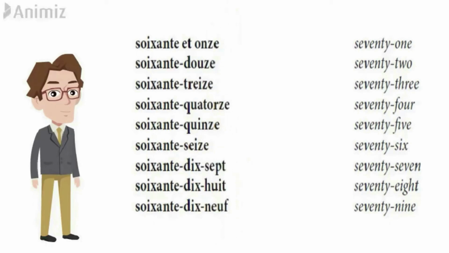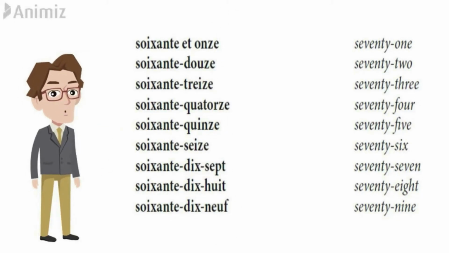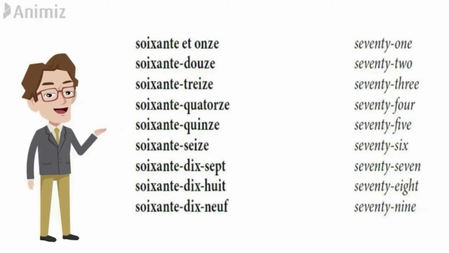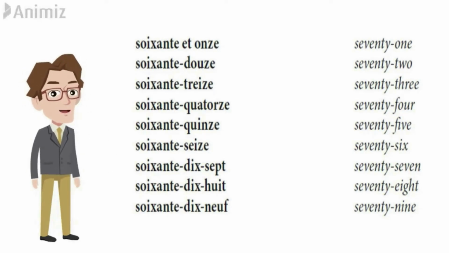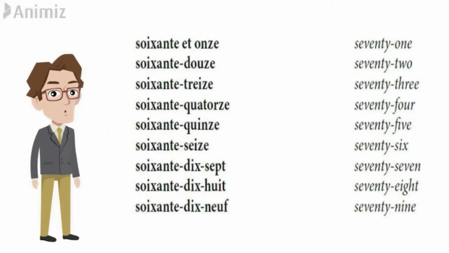So from now 70, how do we create 70? 70 is like 60 and 11, then 60 and 12, 60 and 13, 60 and 14. 60 means 60 plus 14. So 14, 15, 16, 17, 18 and 19, we add just like this.